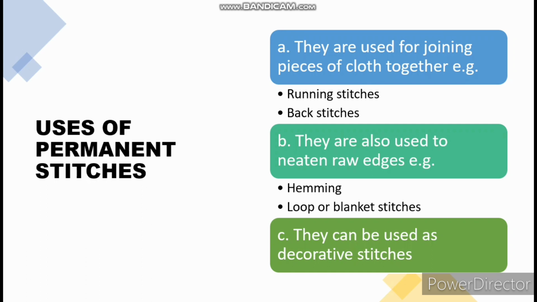And also, take note of the examples in temporary stitches. We say we have even tacking, long and short tacking, we have diagonal tacking and tailor's tacking. Examples of permanent stitches are running stitches, back stitches, hemming stitches, and oversewing stitches. Please take note of them. Don't mix them together.